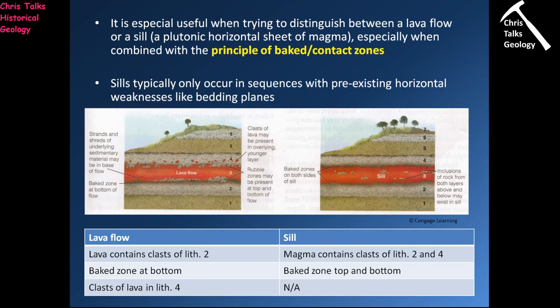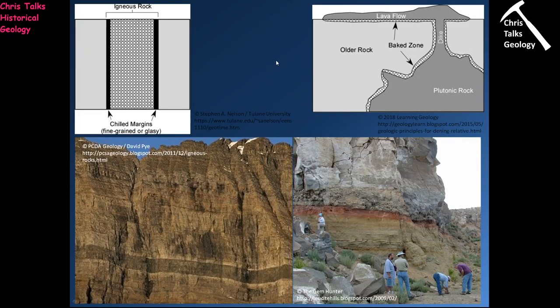The final one we're going to look at is the principle of baked contacts or baked zones. This one is related to the heat put out by some kind of magma intruding a sequence of rocks. Obviously, when your magma intrudes a sequence of rocks, be it as an intrusion or a dike or a sill, that body of magma is going to heat up the surrounding rock, and it's going to end up contact metamorphosing that rock. The effect of the contact metamorphism associated with the intrusion will produce a zone called a baked contact.